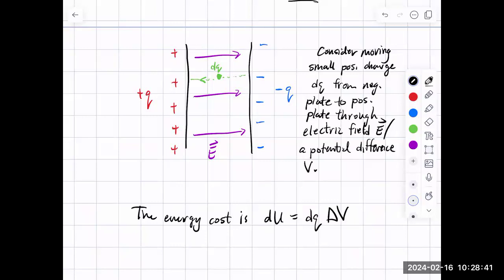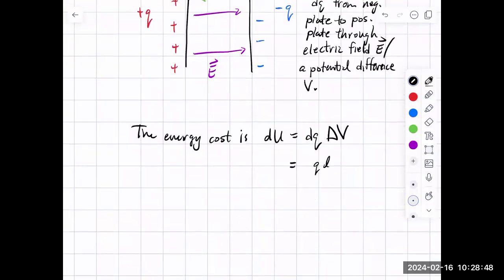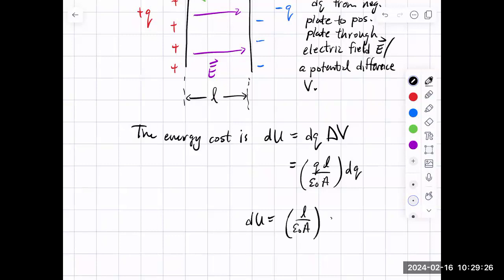All right, but delta V was QL divided by epsilon naught A. So it's QL divided by epsilon naught A, and then we have our dq. A bunch of this stuff is our constants. So here, we're not thinking of changing the distance between our plates, so we're going to keep that fixed. So this distance L is a constant. We're not changing the size of our plates, so the area is a constant and epsilon naught is a constant. So I'm just going to write this dU as a bunch of constants times this q dq.